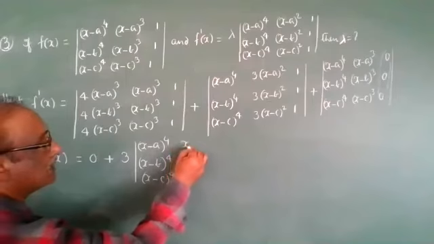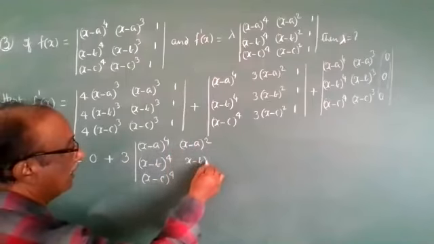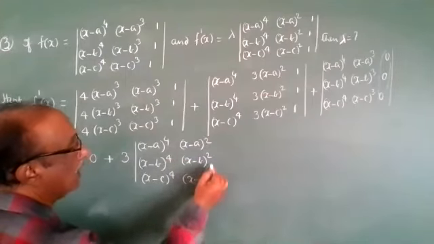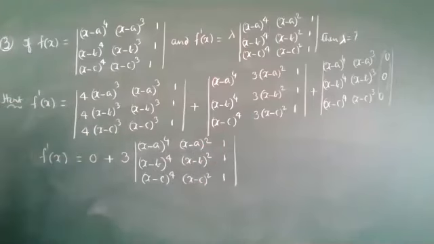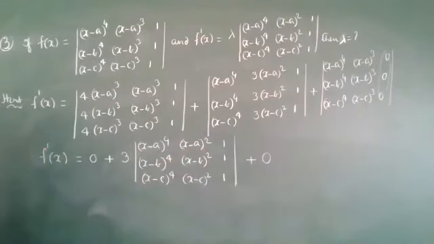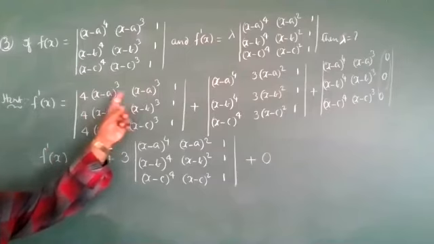And (x minus a) whole square, (x minus b) whole square, (x minus c) whole square, and 1, 1, 1. Okay? Third column also 0, its net value is 0, all elements are 0. In the first determinant, two columns are equal.